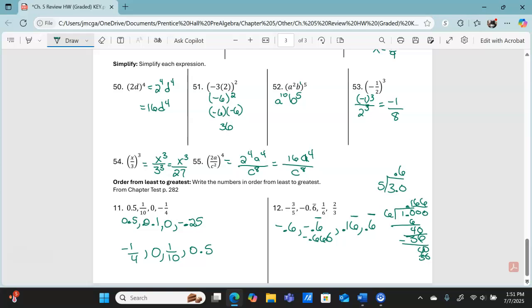So my smallest, I have two negatives here. This one is 0.666. It keeps going. So my smallest is the negative 0.6 repeating. Then we have just negative 0.6 because it only has the 1/6. And then of these two, 1/6 is the smaller one. And then 2/3 is the next. So that's them from smallest to largest.